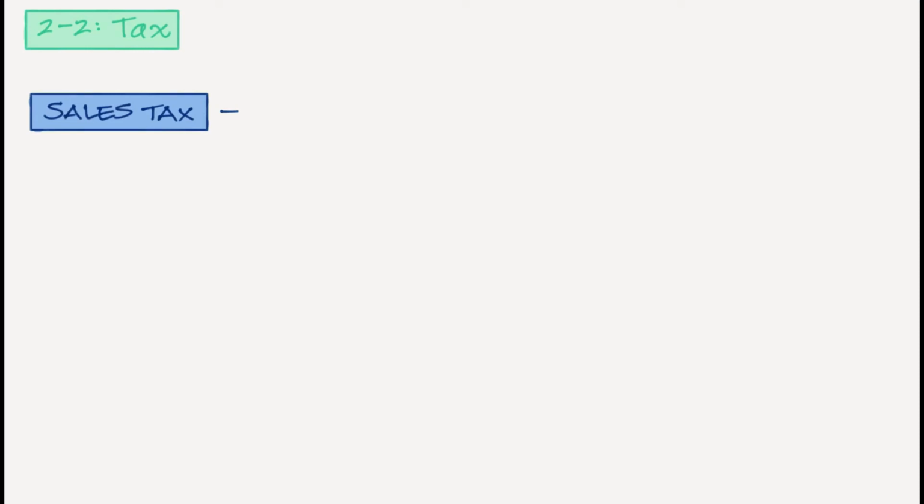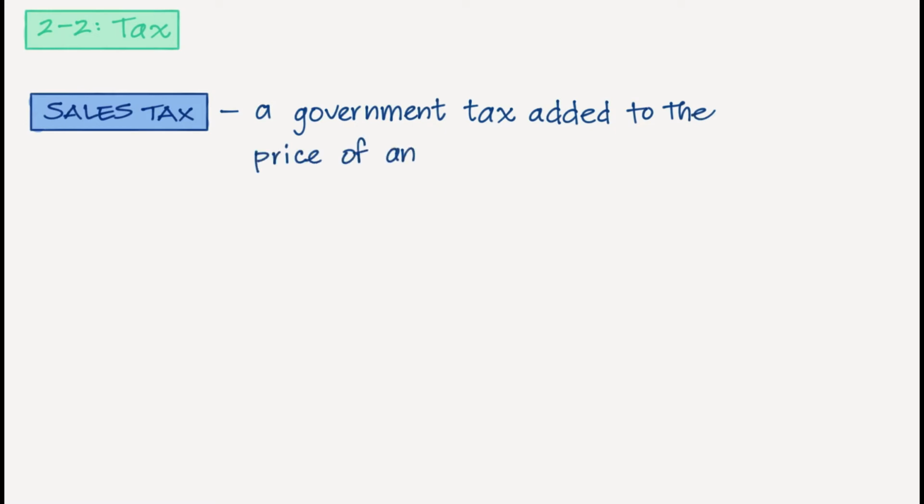Hello class, this is lesson 2-2 about the topic of tax. Specifically, we're going to learn about sales tax, which is a government tax that is added to the price of certain items and services. Okay, for instance, when you purchase a shirt or gasoline or you go to a restaurant, there is sales tax that is added typically to your bill.